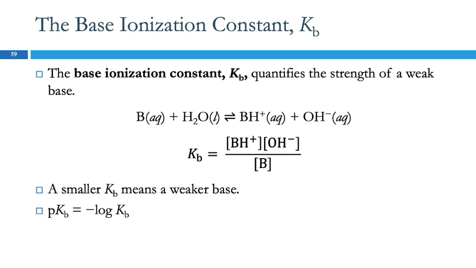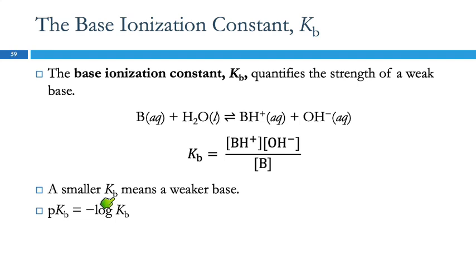So like the acid ionization constant, the base ionization constant quantifies the strength of a weak base. So here's our generic base equation. And so Kb is the equilibrium constant for this chemical reaction. So we have the products divided by the reactants. Again, water being a liquid is not included because its concentration doesn't change.